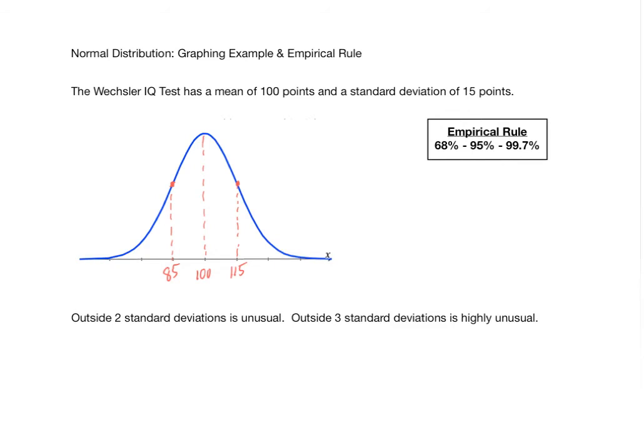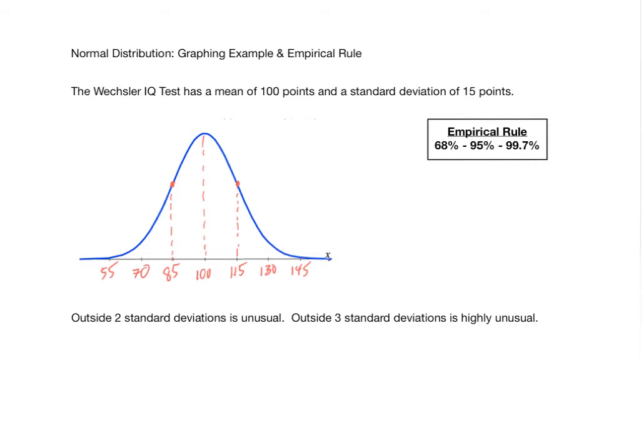Now, once this distance here is fixed as the standard deviation, which is 15, we can continue to write up new points along here. So if we go 15 above the 115, that'll put us at 130. Another 15 above the 130, that would put us at 145. Or going the other way, if we went 15 below 85, that would put us at 70, and 15 below 70 would put us at 55.